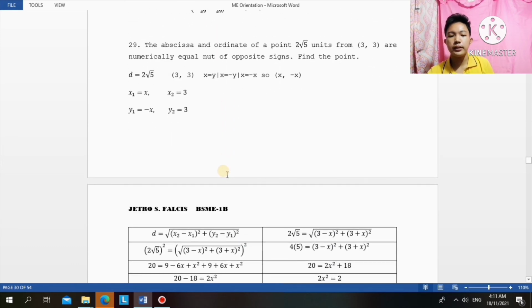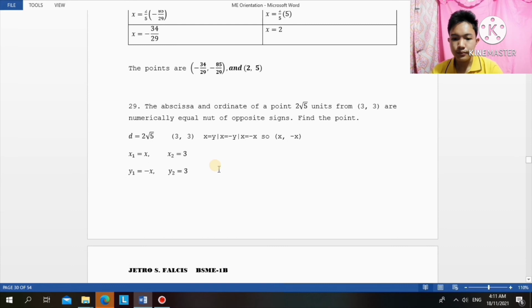So number 29, the abscissa and ordinate of a point square root of 5 units from (3, 3) are numerically equal but of opposite signs. Find the point. The given is the distance d equals square root of 5. So our point is (3, 3).